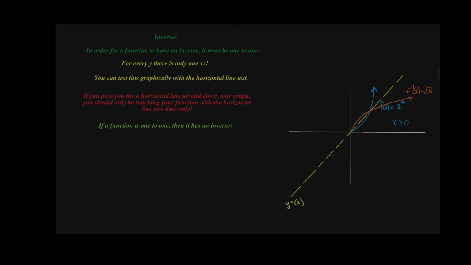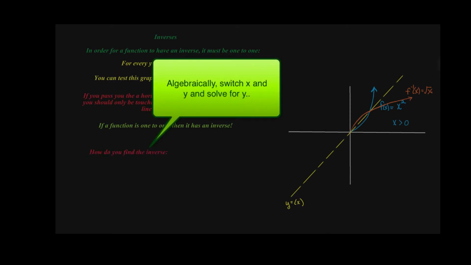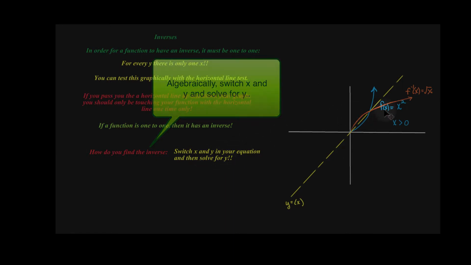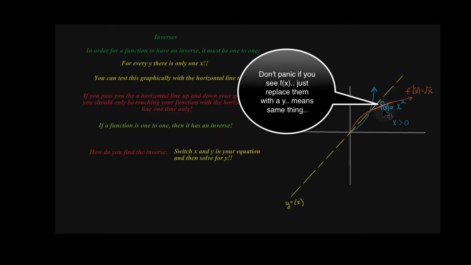So again, if it's one-to-one, it has an inverse. How do you find the inverse? Well, what you're going to do is you're going to switch the x and the y in your equation and then solve for y. If you see f of x, you can replace that with a y. They're synonymous. So y equals x squared. So you would switch these two and get x equals y squared, square root both sides to get that. Okay, and we're only looking at the positive half.